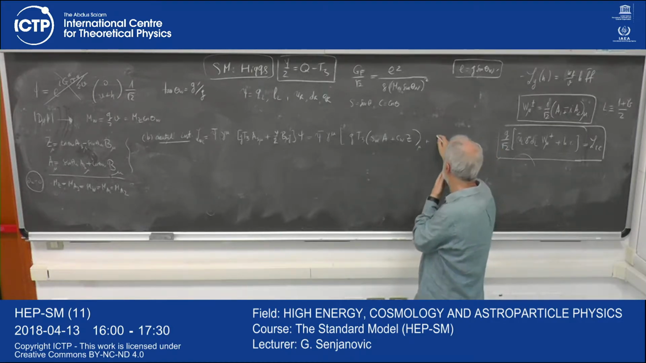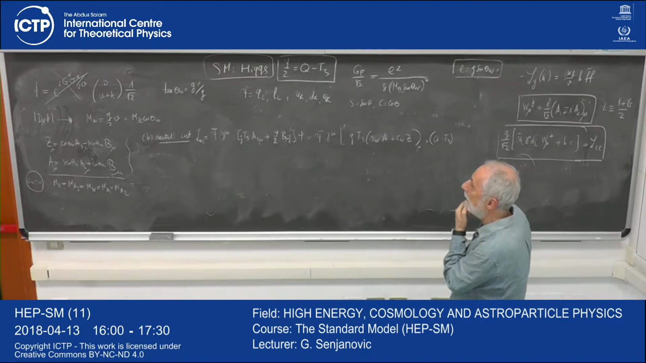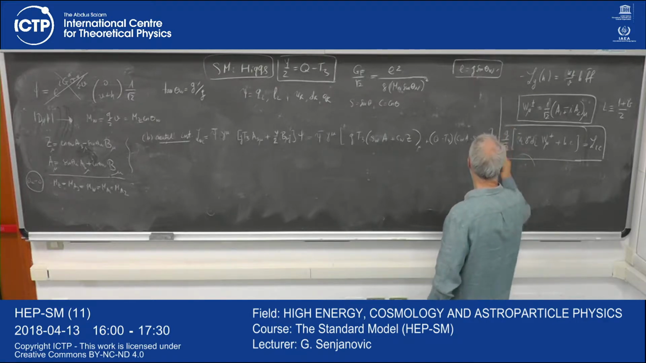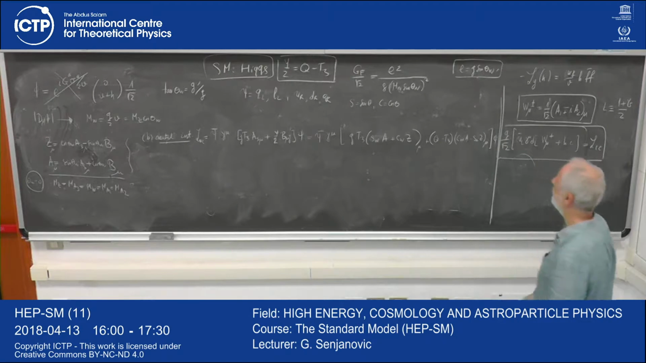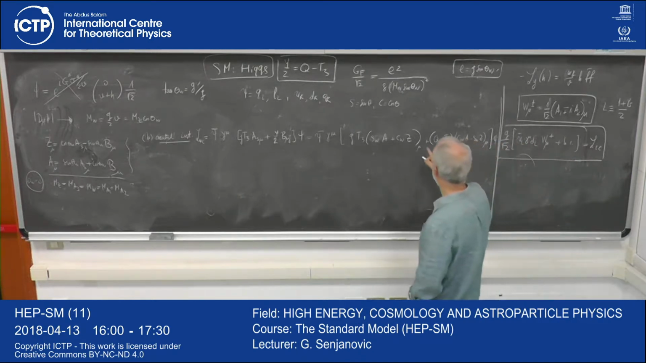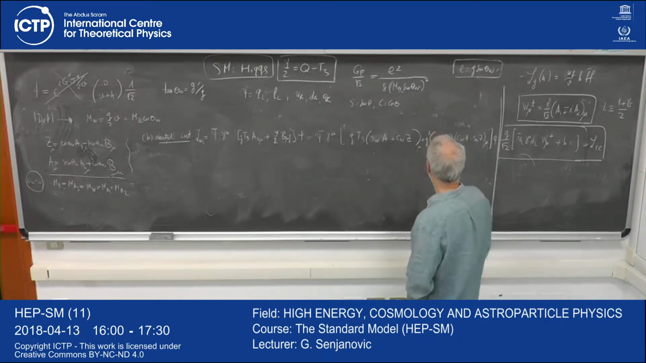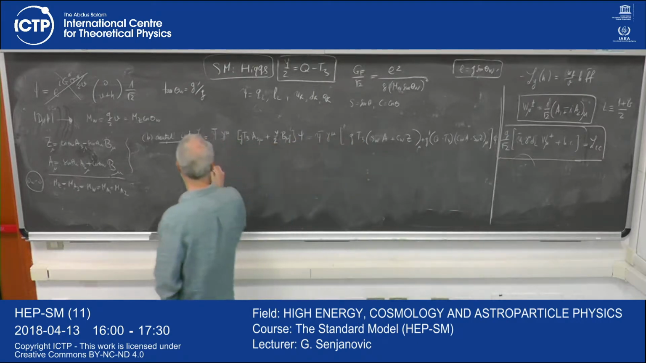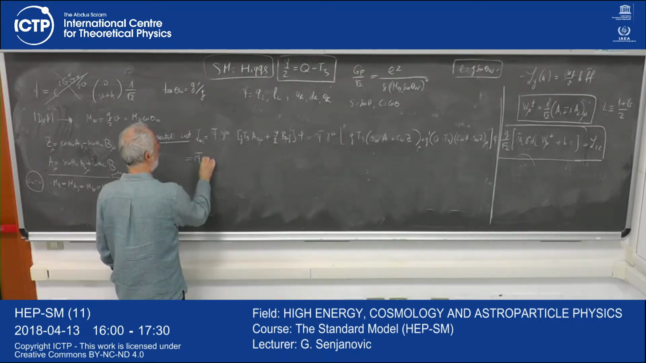Plus Q minus T3. And what is B? It's CW A minus SW Z. With a G prime. Psi bar gamma mu.